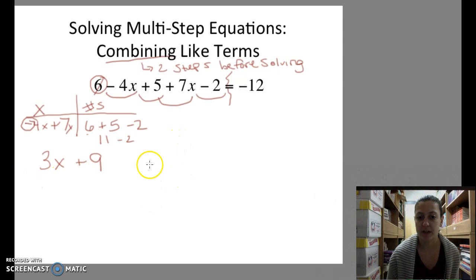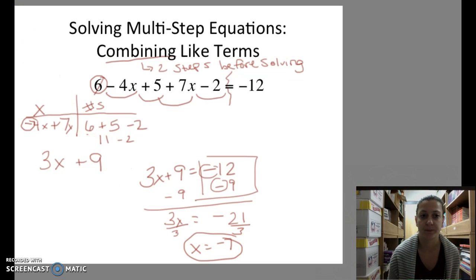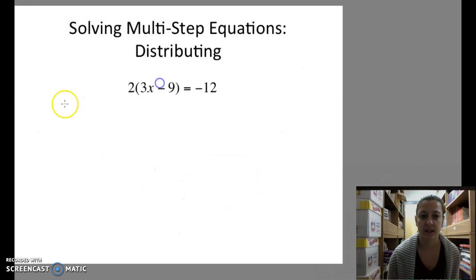So now that we've combined our terms, I've got 3x plus 9 equals negative 12. Now it's a two-step equation. Subtract 9. Don't forget the negatives. Vertical zoom in boxes help with 2 negatives. That's negative 21 equals 3x. So when I divide by 3, I get x equals negative 7. Boom. There you go. Next problem. Only 4 slides today.